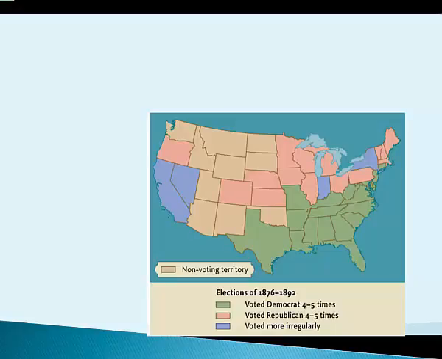You can see the green is the solid South. The pink is Republican, and although the solid South seems bigger than the pink, you've got more people in the pink area than you do in the South. And of course the blue is, they voted once in a while, but not all the time.